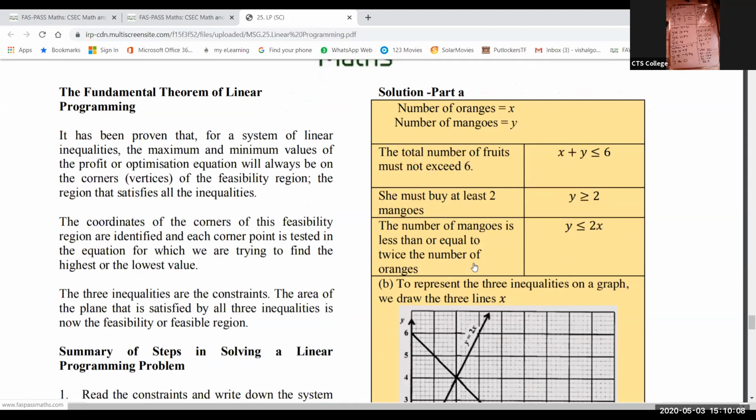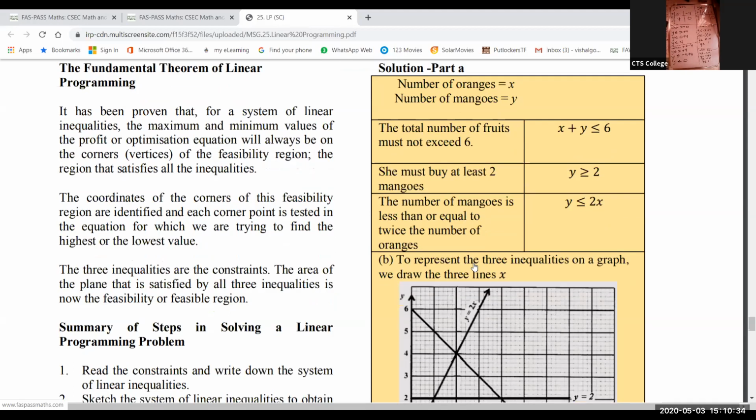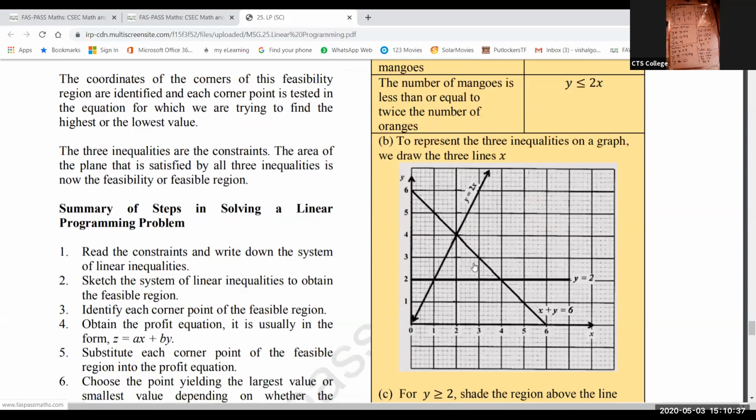So it has been proven that for a system of linear inequalities, the maximum and minimum values of the profit or optimization equation will always be on the corners or the vertices of the feasibility region, which is basically the region that satisfies all of the inequalities. That is the region of the shading I'm talking about here, right? So the coordinates of the corners of the feasibility region are identified, and each corner point is tested in the equation for which we are trying to find the highest or lowest value.